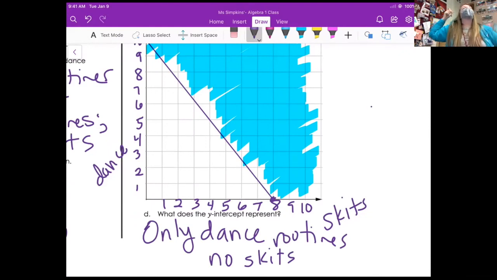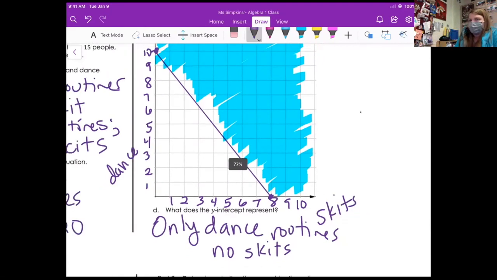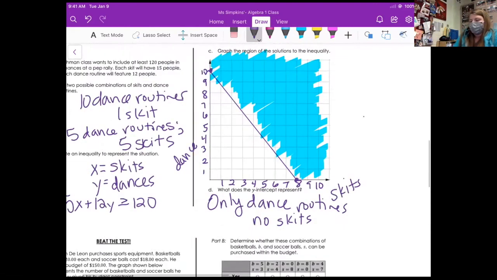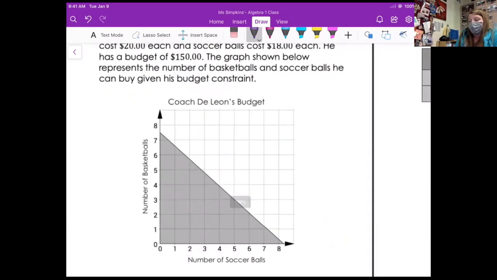Okay, so you're going to do the Beat the Test, but before you do it, and you're going to tell me your answer in just a second, look at the graph on the Beat the Test. So where is that graph shaded? On the left side. So why is that?